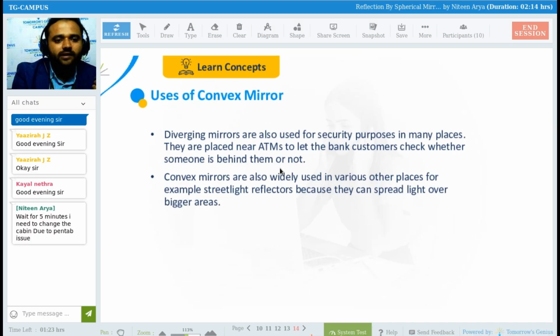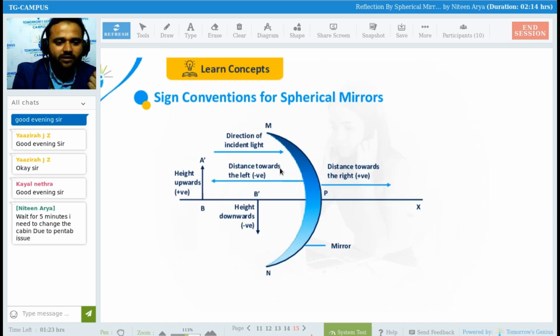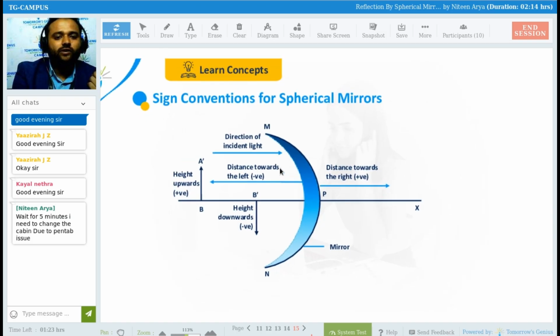Another use of convex mirror: diverging mirrors are also used for security purposes. In many places, they are placed near ATMs to let the bank customer check whether the surroundings are safe or not. Convex mirrors are also widely used in various other places, for example, street light reflectors, because they can spread light out over bigger areas. Sign convention, as we already discussed.